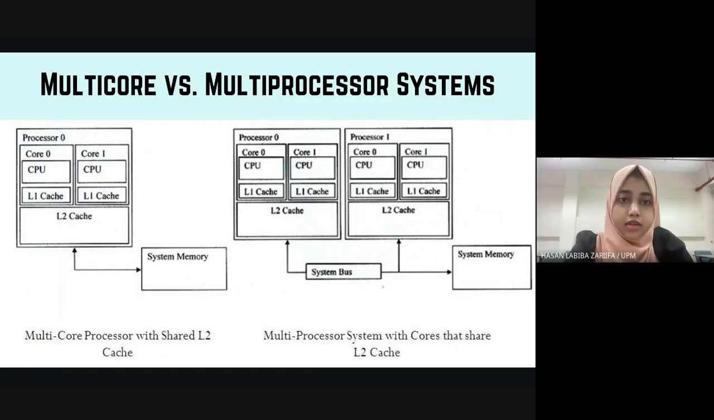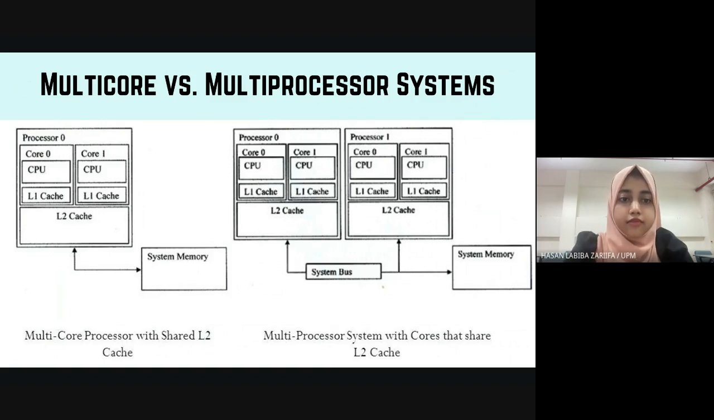Now we will learn about the difference between multi-core systems and multiprocessor systems. In the picture on the left side, we can see a single processor chip. It has multiple cores, core 0 and core 1. Both of them have their individual CPU and level 1 cache, but they share the L2 cache and they are connected to system memory. On the right side, we can see two different processors.